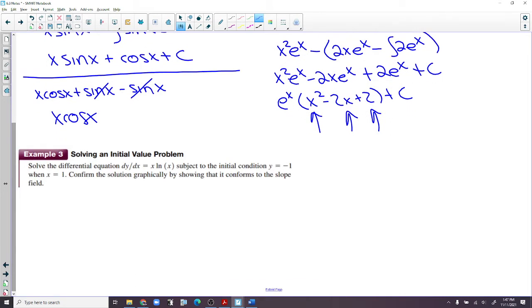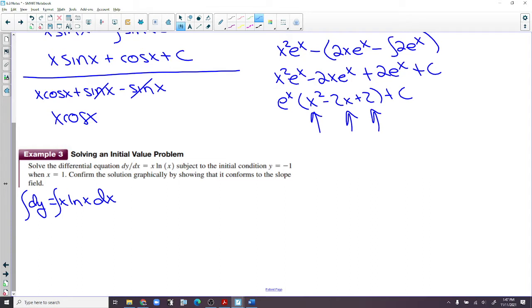All right, let's do this one. Solve the differential equation subject to the initial condition y equals negative 1 when x equals 1. We don't do all the confirming. Let's split the differentials, and we're going to integrate. So this is what it means to solve a differential equation. Go back to the original function.